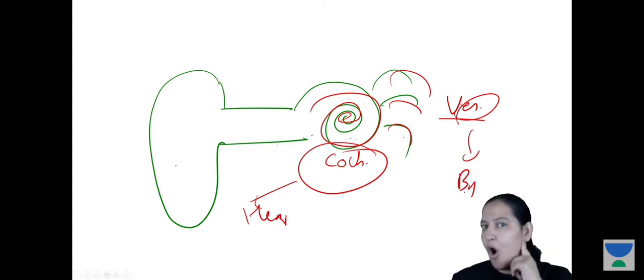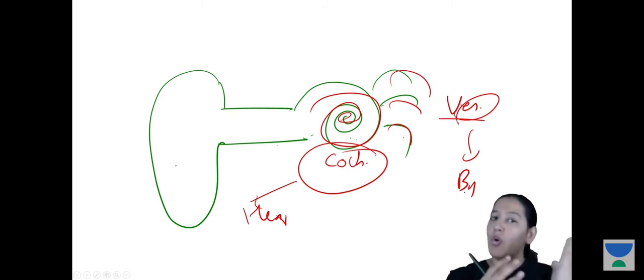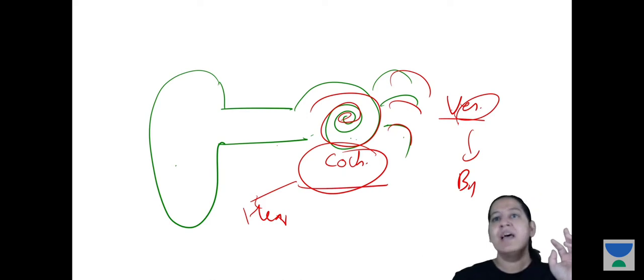So the ear is the organ. Usually you don't know this thing. The ear is responsible for two things. Number one, hearing, and number two, balancing. So we have two apparatus, the cochlear apparatus and the vestibular apparatus.